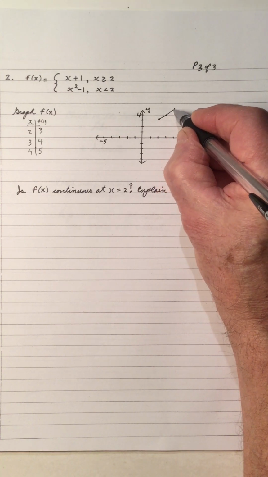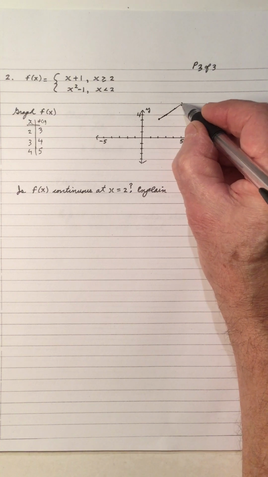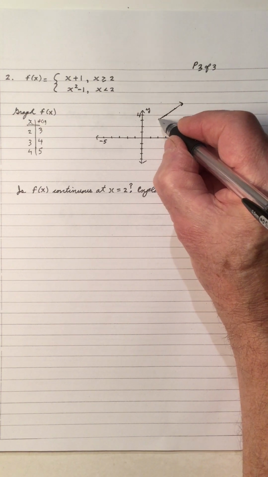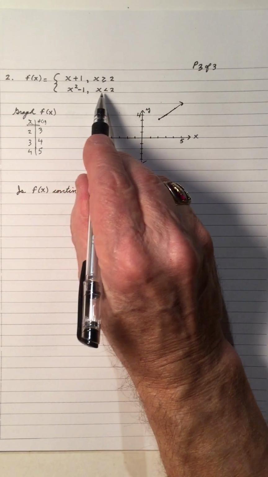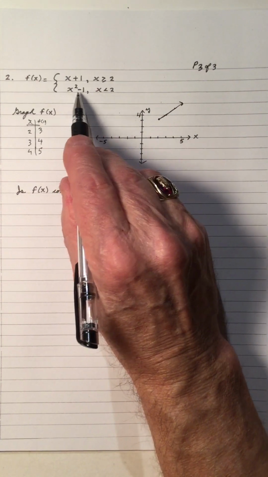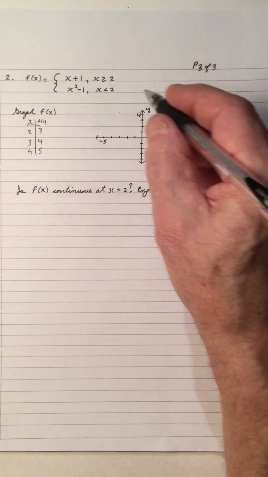So it's a line, but it's a part of the line. So actually it's a ray starting at the point 2, 3. Now we have a parabola and a parabola. So let's look at the parabola.